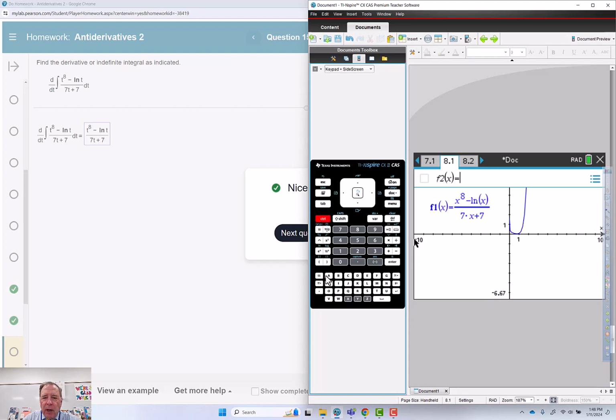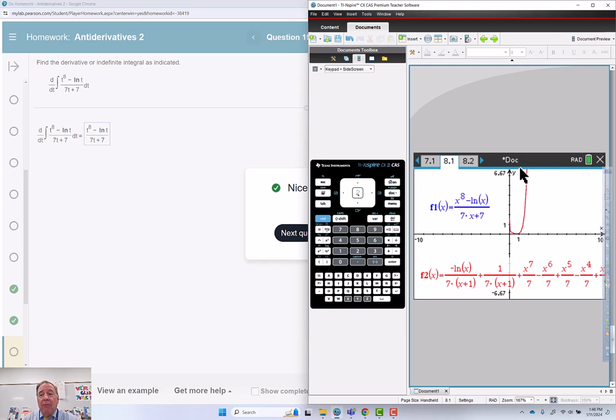Tab to graph another graph. Control V to paste. And they graph right over each other. So they really are the same thing.